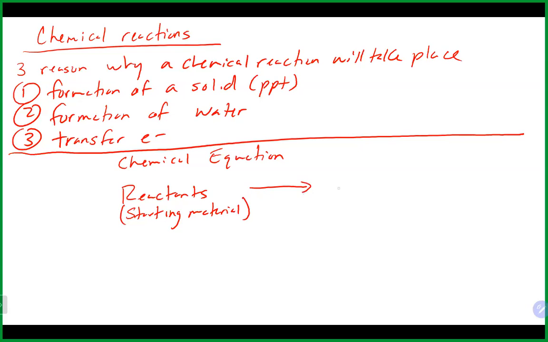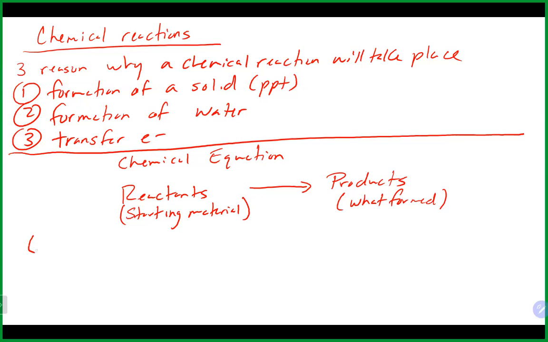And on the other side of the arrow are what we refer to as the products, which is basically what was formed. So left-hand side reactants, right-hand side products, that's what's going on in a reaction. Now, sometimes we do see some other symbols written in.